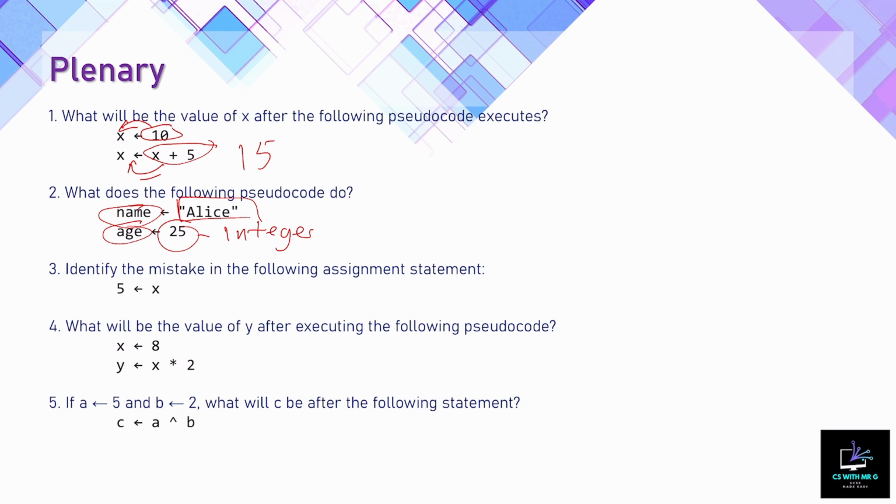Identify the mistake in the following assignment statement. Well, as you can see, the variable name should be on the left with an arrow towards it and then the data that goes inside. So it should be x is set to 5.